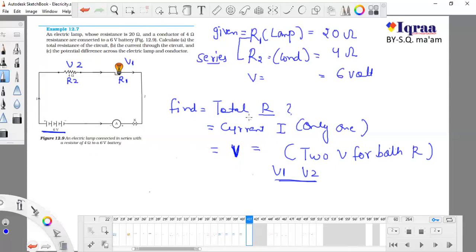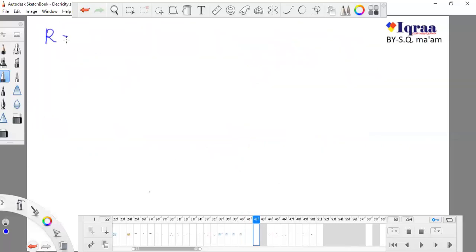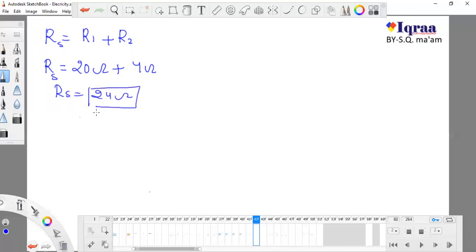First of all, I have to find out total R. Now I know that this is in series, so I don't have to work so much, and I will go like this. R1 plus R2, because this is my formula. RS is equal to the value of R1, that is 20 ohm, which is of that lamp, plus 4 ohm, which is for a conductor or wire. And RS will be 24 ohm. So this is my equivalent resistance actually.